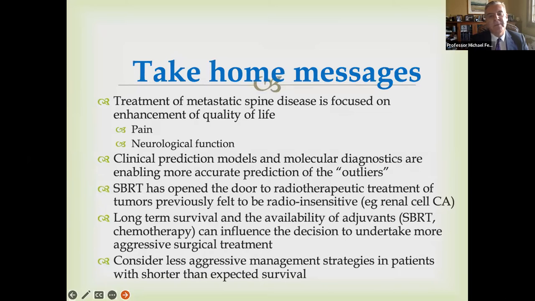Clinical prediction models and molecular diagnostics are enabling more accurate prediction of the outliers. SBRT has opened the door to radiotherapeutic treatment of tumors previously felt to be radio-insensitive. So for example, renal cell carcinoma. Long-term survival and the availability of adjuvants, including SBRT and chemotherapy, can positively influence the decision to undertake more aggressive surgical treatment. And one can consider less aggressive management strategies in patients with shorter than expected survival.